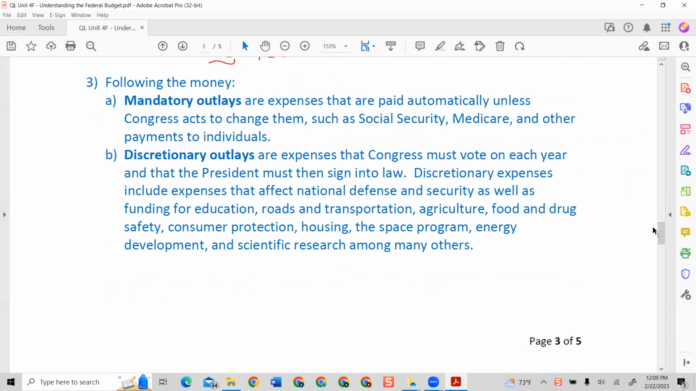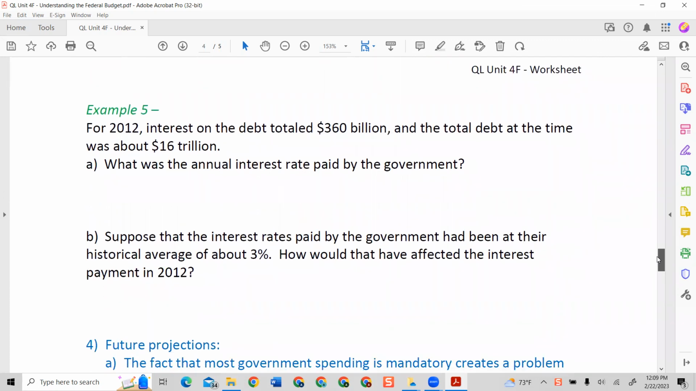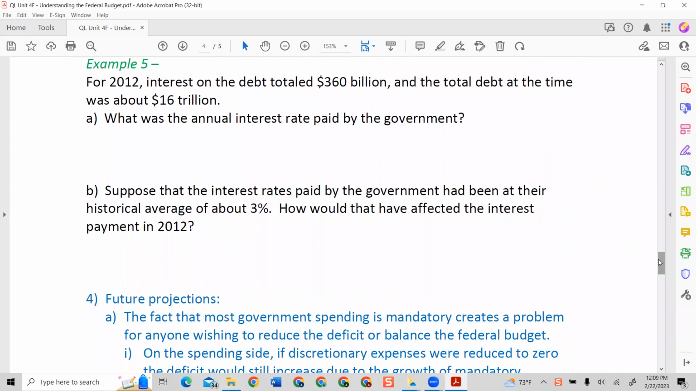Take a minute to read that. Let's move to this next example. It says for 2012, the interest on the debt total of 360 billion, and total debt at the time was about 16 trillion. What was the annual interest rate paid by the government?